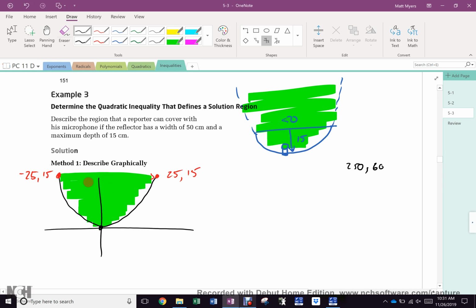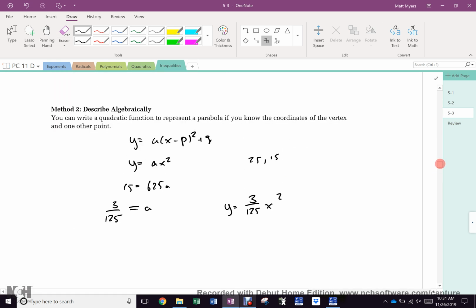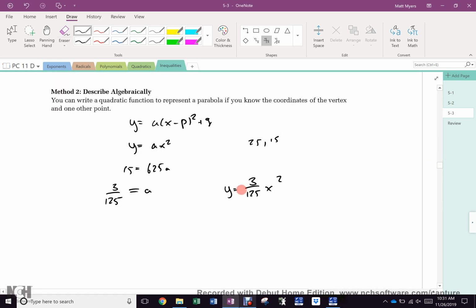Now, we know that we need the greater than there, don't we? Because we need to be inside that whole region. As Jacob says, that region goes on forever, so I need to be greater than that. So if this is my boundary, what do I need this to be? Instead of an equal sign, what does it need to be? Y is greater than 3/125 x squared.